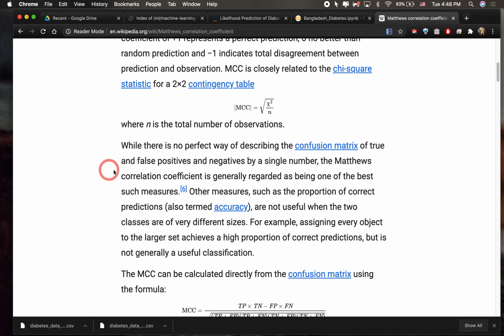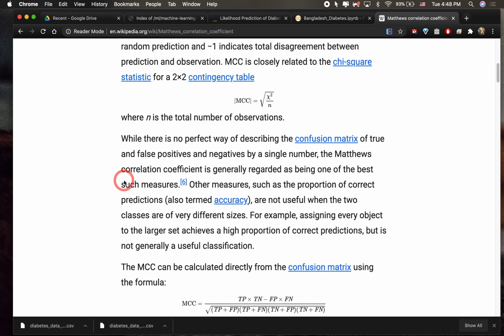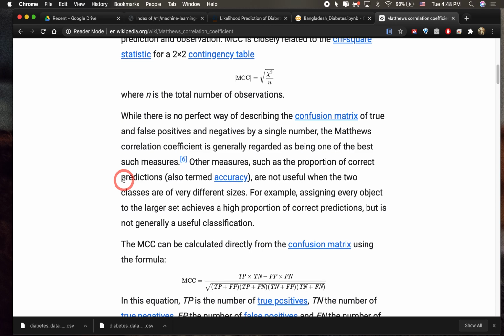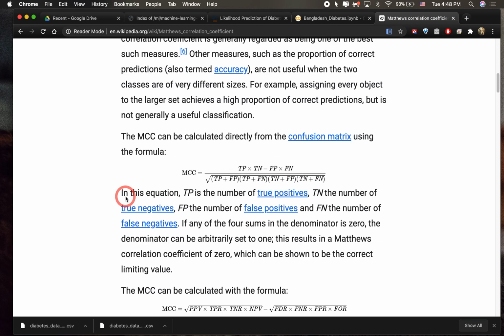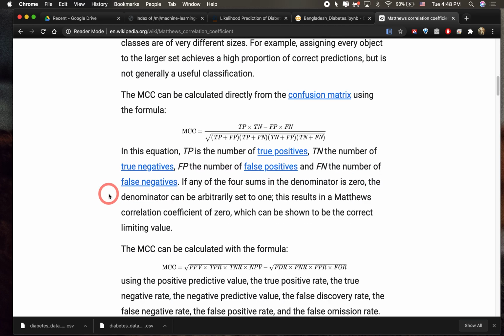So the Matthews is considered one of the best measures, because accuracy and everything else basically is biased when the classes are not of the same size. And the MCC can be calculated directly from the confusion matrix. So it's basically this formula where it's true positives times true negatives minus false positives times false negatives over the square root of all that stuff. And I don't know if I can really give a justification of this particular formula, but yeah.